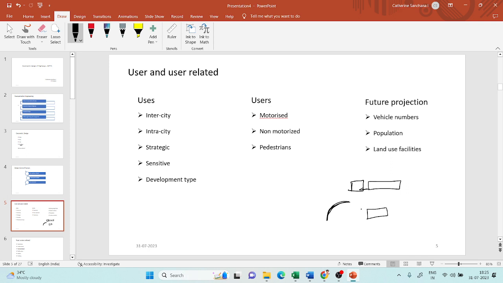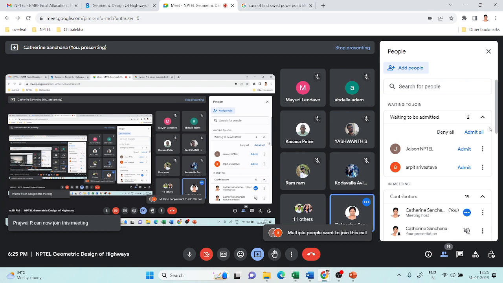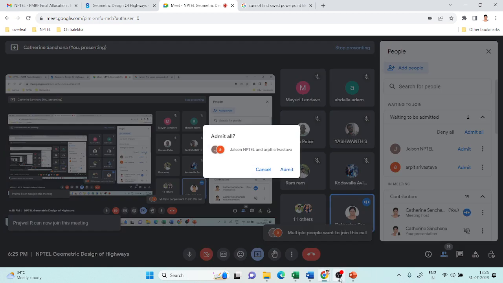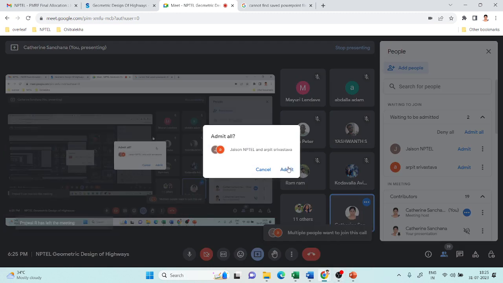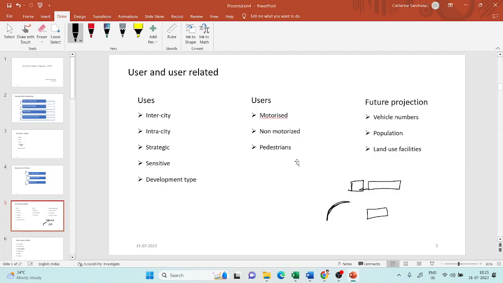And also, knowing the users, say non-motorized traffic, since they are slow moving vehicles, they can affect the traffic flow. So maybe you can provide a separate lane for them. In that way, you need to consider the users of the road for geometric design.